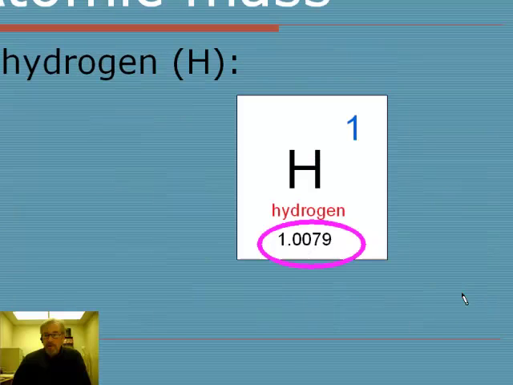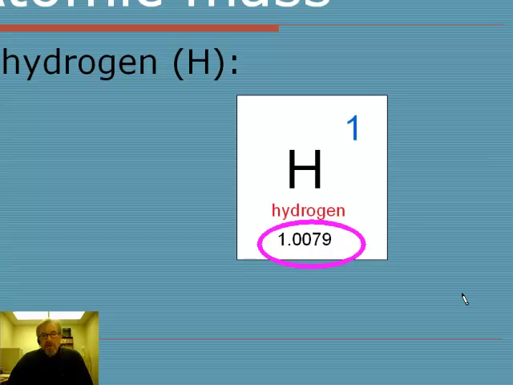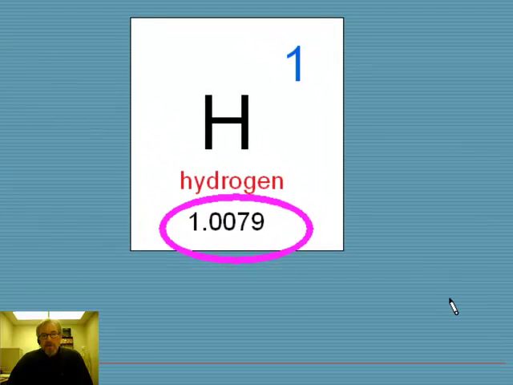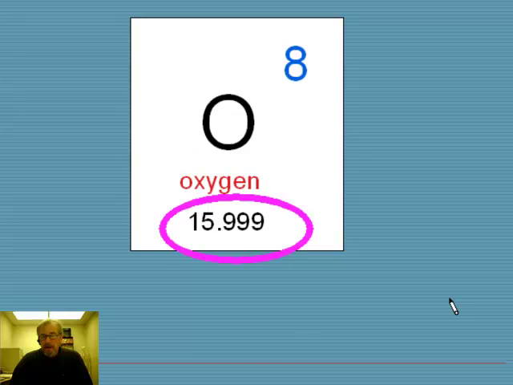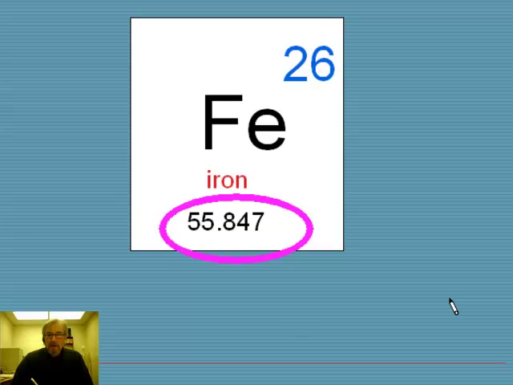On the periodic table, the mass of an atom is listed for every element. Here's a sample square from a periodic table for hydrogen, the very first element. If you look at the atomic mass, which is circled here in pink, you'll see that it's 1.0079. Let's look at another one. Oxygen is 15.999, atomic number 8. Carbon, atomic number 6, is 12.011. Here's iron, 55.847. You can look those up on the periodic table, and we do it all the time.